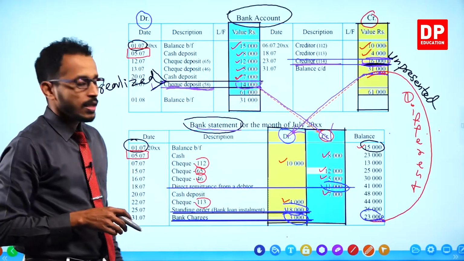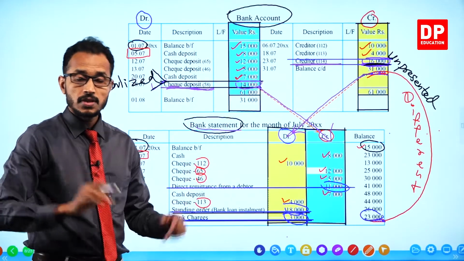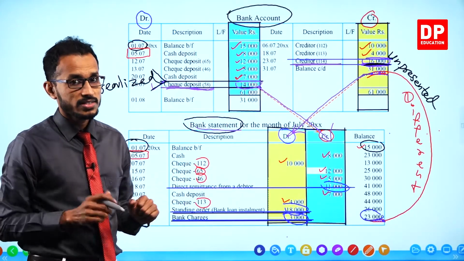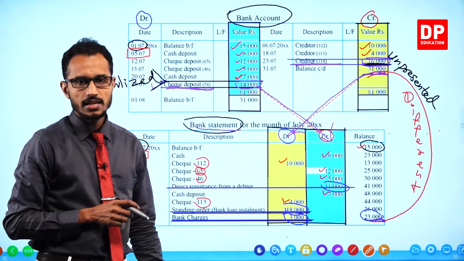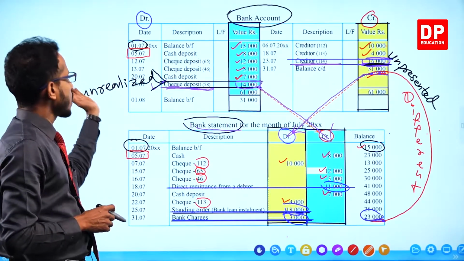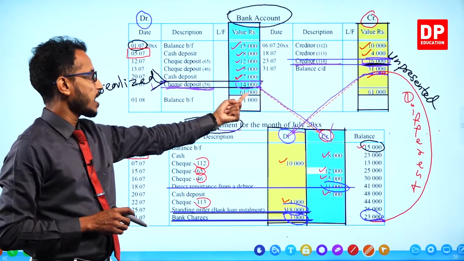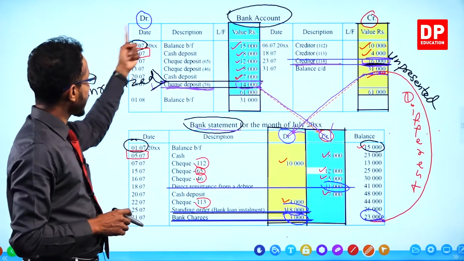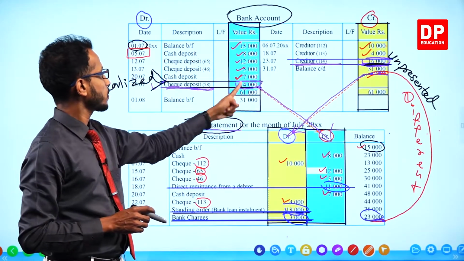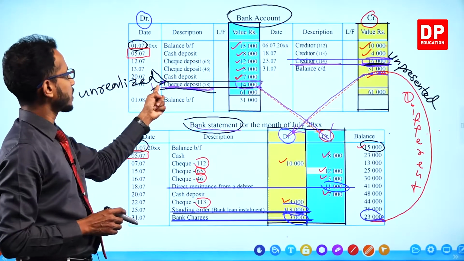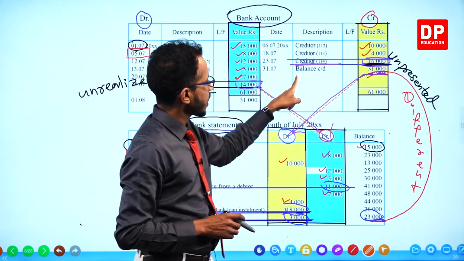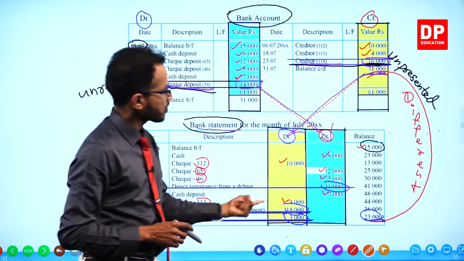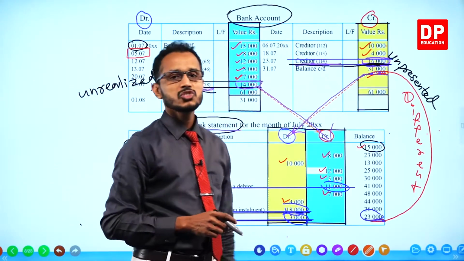Well, it's not something that is really difficult. If you understand these things, you can memorize clearly. Memorize that on the debit side of the bank account, the checks which have not gone to the bank statement are unrealized checks. And the checks which are on the credit side of the bank account, which have not gone to the statement, those are unpresented checks.